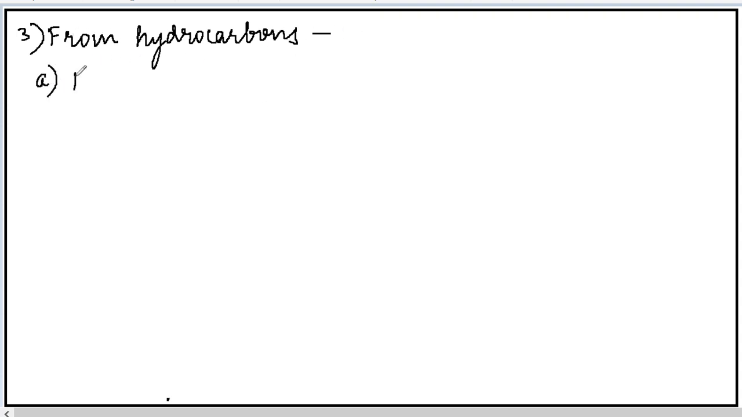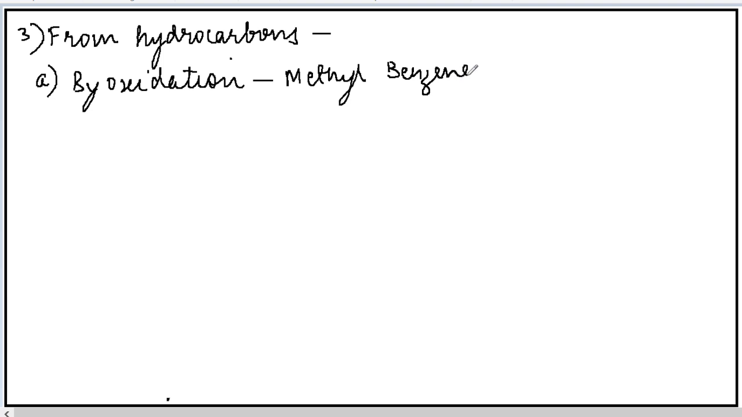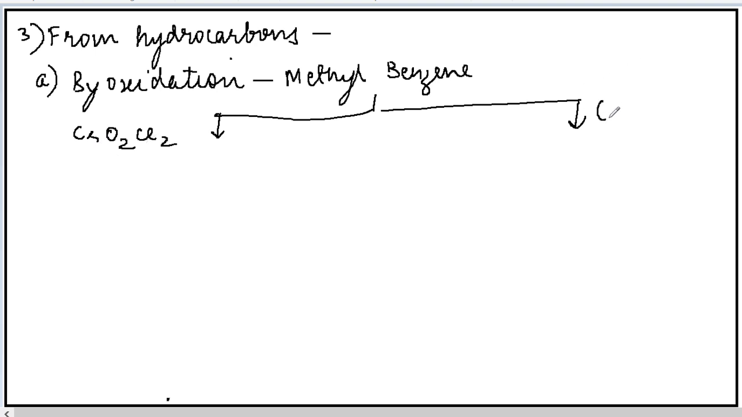The third method to prepare aldehyde is from hydrocarbons. From hydrocarbons, aldehyde can be produced in three ways. There are further three methods for this. The first method is by oxidation. So here we will take oxidation of methyl benzene. Now this oxidation of methyl benzene can be carried out in two ways. First, by using chromyl chloride, and second by using chromic oxide.